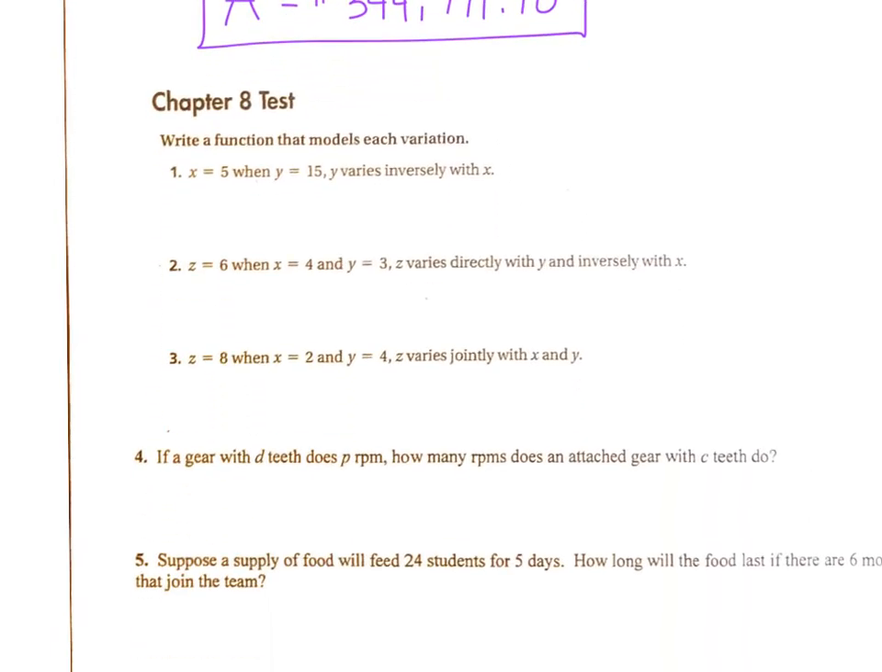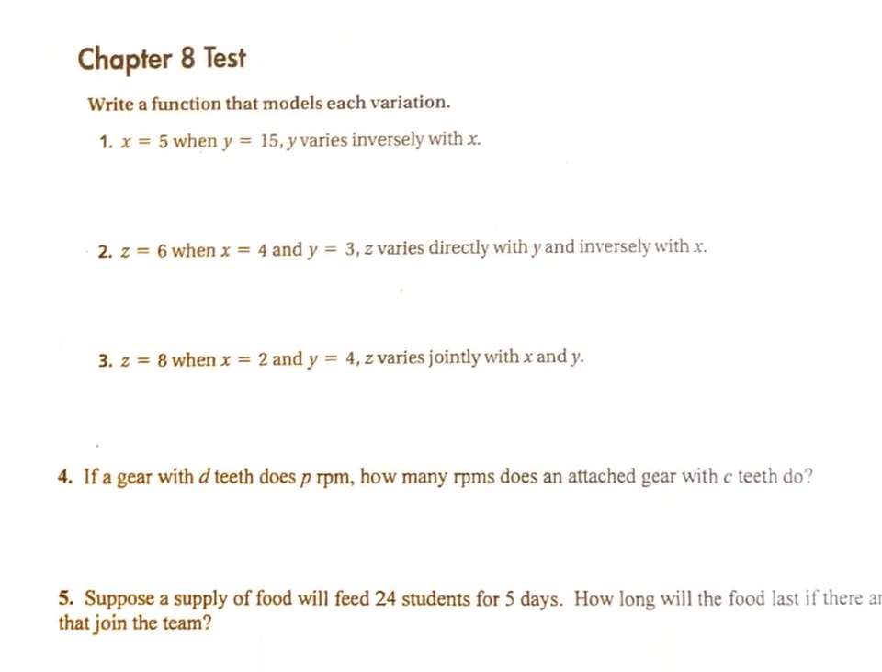Okay, on to chapter 8. What is a function that models each variation? So remember we did direct variation and inverse variation. It says x equals 5 when y equals 15, and y varies inversely with x. So your generic equation is this, right?